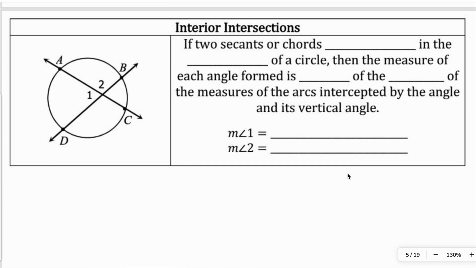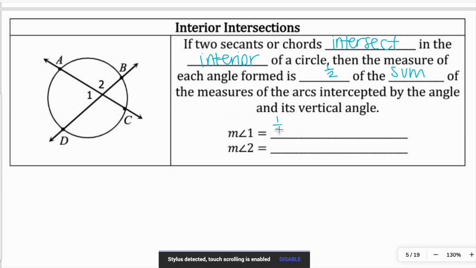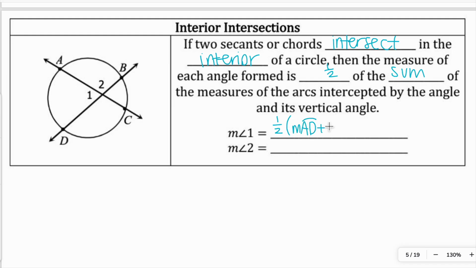Interior intersections. If two secants or chords intersect in the interior of a circle, then the measure of each angle formed is half of the sum of the measures of the arcs intercepted by the angle and its vertical angle. So if I wanted to find the measurement of angle 1, I would take half of the intercepting arcs' sum. Angle 1 is intercepting arc AD, so the measure of AD, and the sum of the vertical angle's arc, the measurement of arc BC.